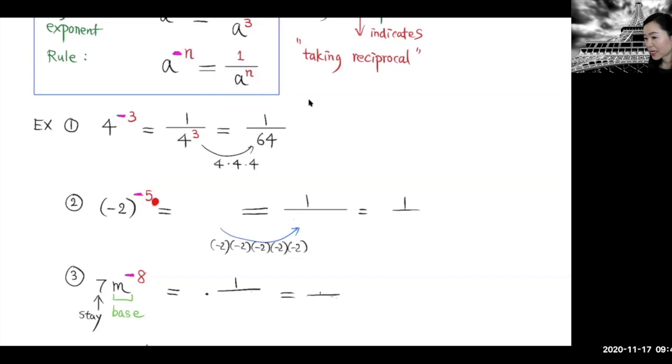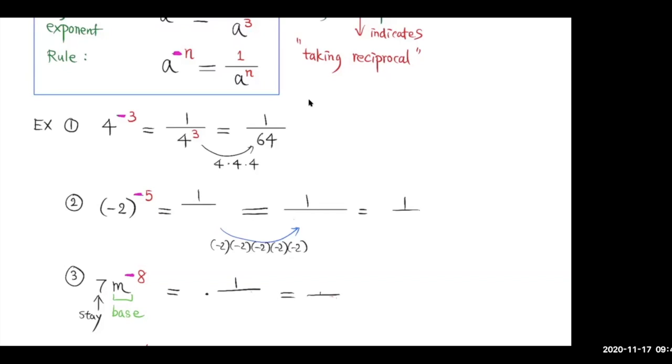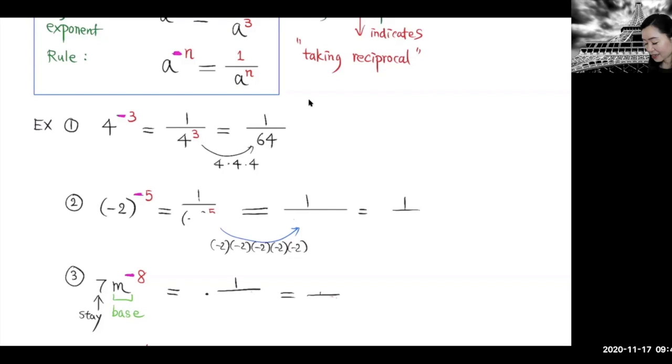So how should I rewrite this? 1 over, yeah, 1 over what? Negative 2 to the fifth power. Yes. So negative 2, and then put the positive exponent 5 right here, right? So negative 2 to the fifth power, put it down here, okay? And negative 2 times itself 5 times is negative 32, so the result here is negative 1 over 32.